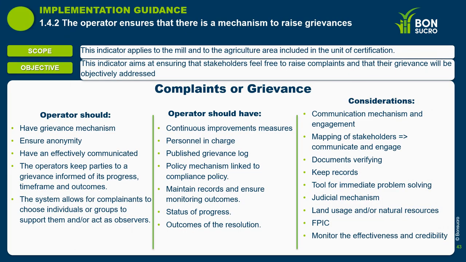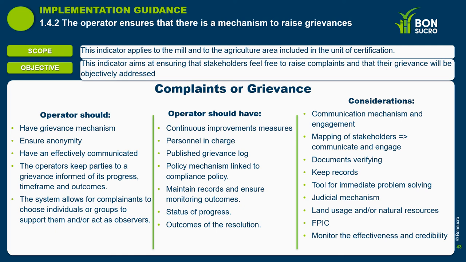From the implementation point of view, this indicator aims at ensuring that stakeholders feel free to raise complaints and that their grievance will be objectively addressed. So the operator should have grievance mechanisms, ensure anonymity, and have effective communication. The operators keep parties to a grievance informed of its progress, time frame, and outcomes. The system allows complainants to choose individuals or groups to support them and or act as observers. And of course, the operators should have continuous improvement measures, the person in charge, the public grievance log, the policy mechanism linked to the complainants, and for sure, a procedure to be clear that this mechanism is implemented.